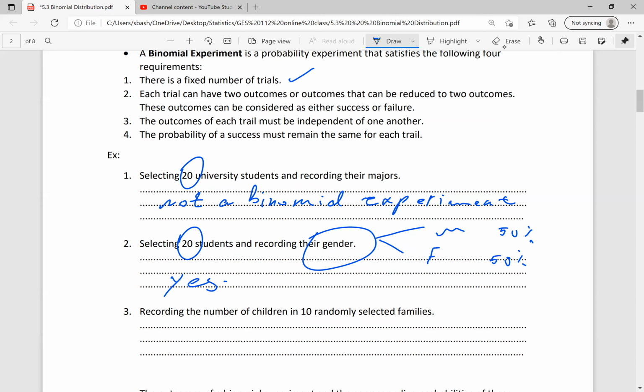Recording the number of children in 10 randomly selected families. Recording the number of children. The number of children might be 0, 1, 2, 3, or 4. So it is more than two outcomes, and it can't be put into two categories or two outcomes. So this is not a binomial experiment.